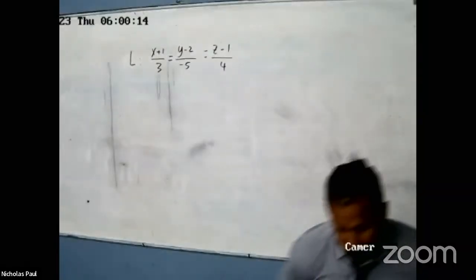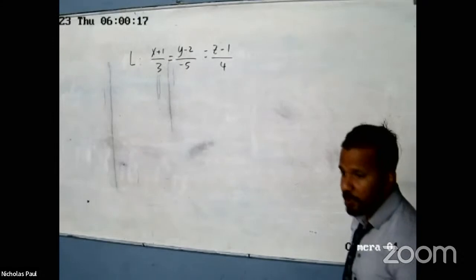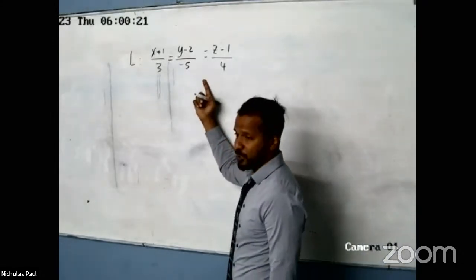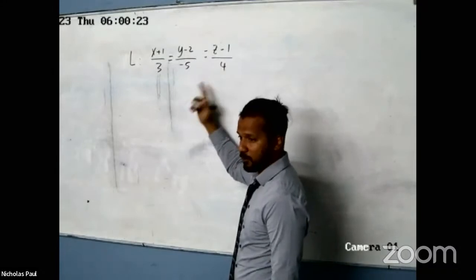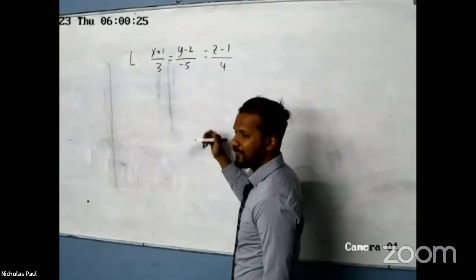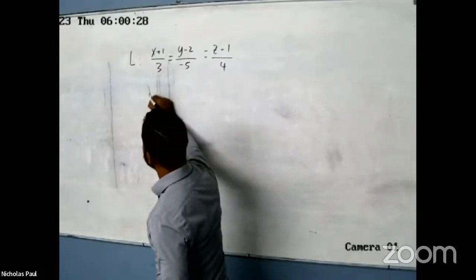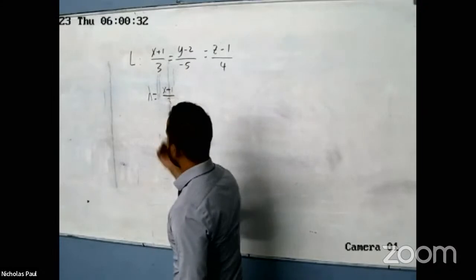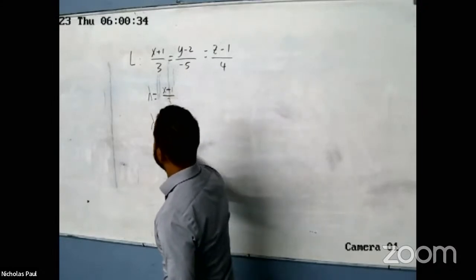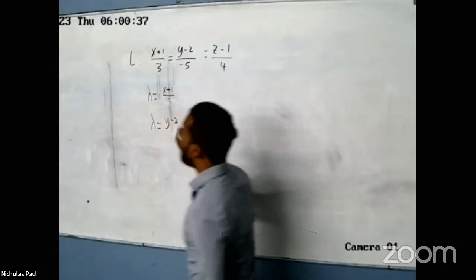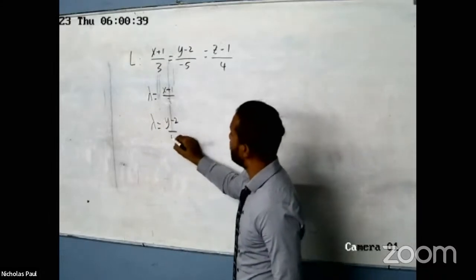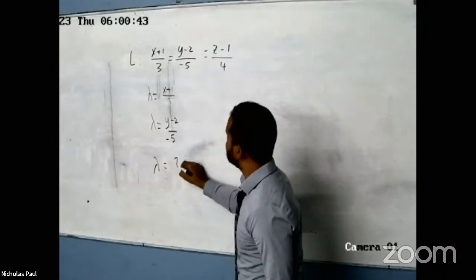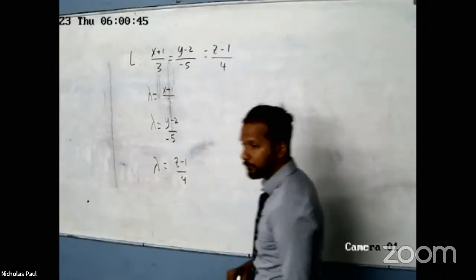All right, so watch here. If you look here, this is the Cartesian, and we're going to go to the parametric form. Take a look and see. So you'll get lambda is (x plus 1) on 3. You'll also get lambda is equal to (y minus 2) all over minus 5, and you'll get lambda is equal to (z minus 1) on 4.